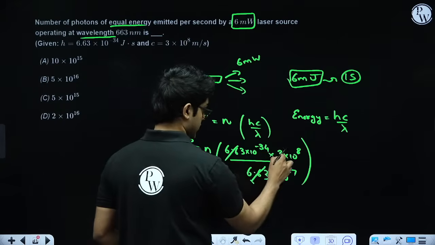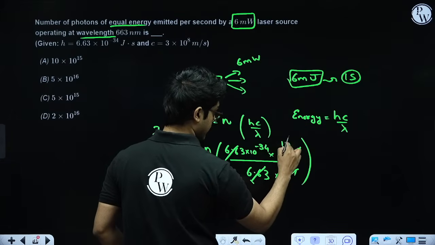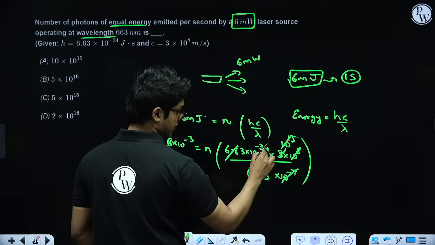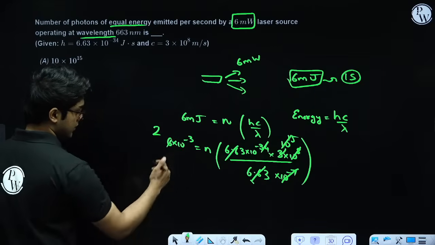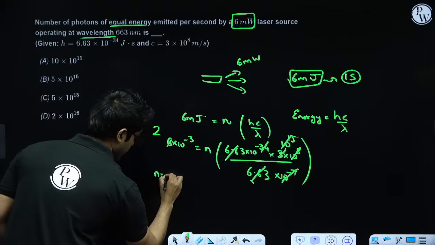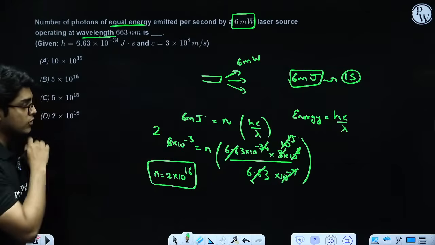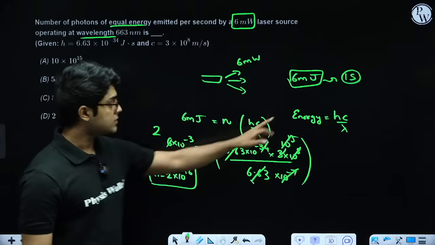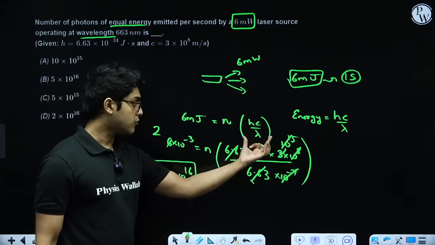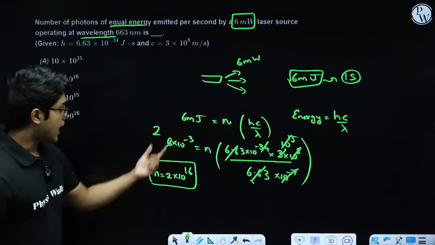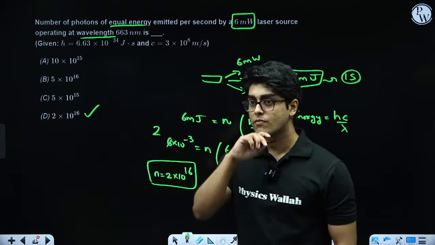6.63 cancels, 3 cancels out with this 6, 7 and 8 becomes 15, 34 minus 15 would be 19, right? So that 19 coming over here, minus 3, so n would be 2 into 10 to the power 16. So this will be the number of photons emitted in 1 second. So in 1 second, 6 millijoules of energy is released. 6 millijoules of energy equals energy of one photon times the number of photons, and that number of photons after solving comes out to be 2 times 10 to the power 16.